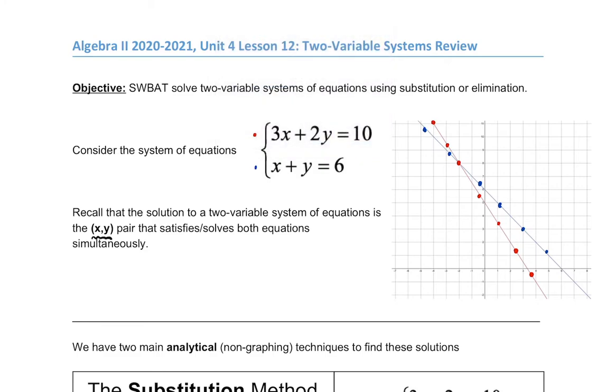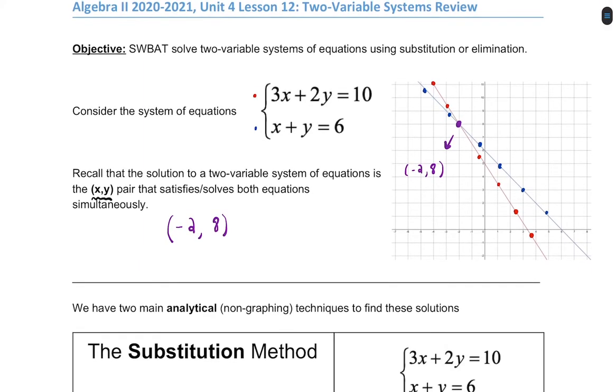So the one that they share in common, red and blue make purple, this right here, which looks like negative 2 comma 8, that is what we mean when we say a solution to a system of equations. It is the x comma y pair, if there are two variables, that make both equations true at the same time. And if your equations have different slopes when you graph them as lines, then they will always have one solution.